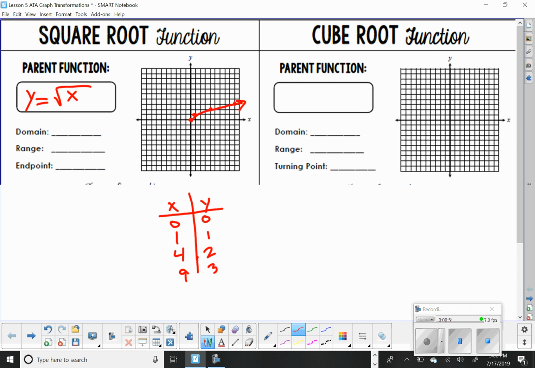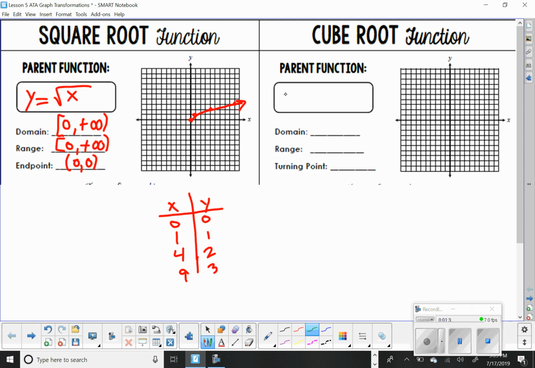And there's the function. You can't take the square root of a negative number and get a real number. So when you're looking at this, the domain starts at 0 and continues to positive infinity. The range also, when you're going bottom to top, starts at 0 and continues to positive infinity. Our endpoint, that's 0, 0. We don't have a center or a vertex. It's just an endpoint. All right?